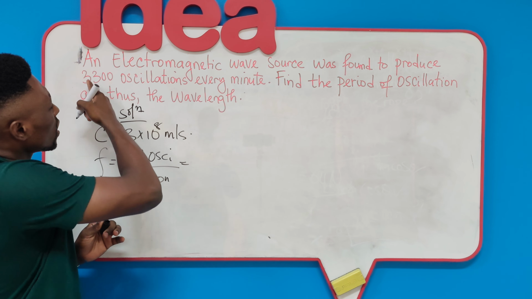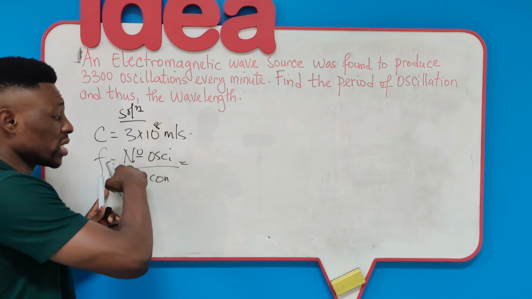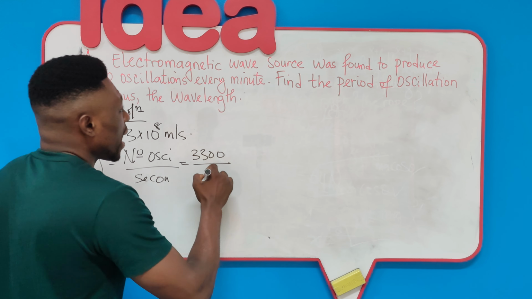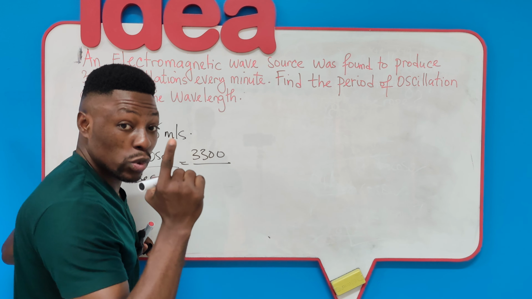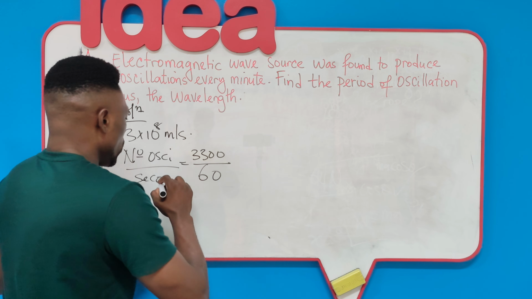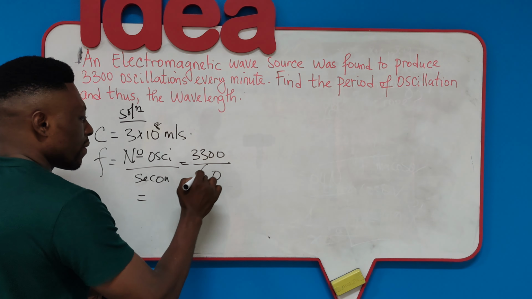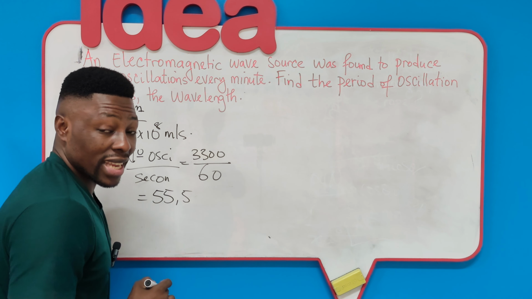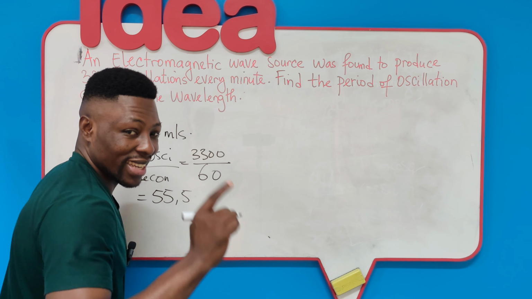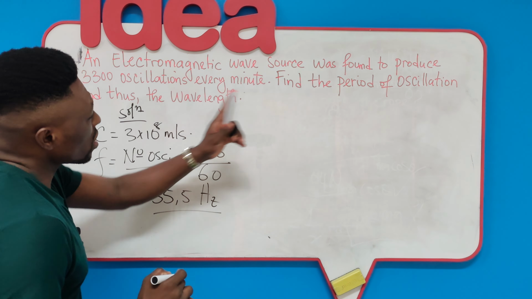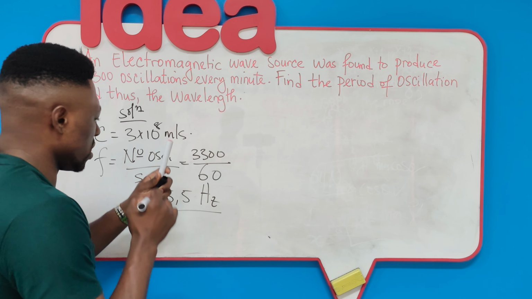So how do we transform this to be our frequency? We will divide the number of oscillations, which is 3,300, by 1 minute. Dear friends, what's 1 minute in terms of seconds? 60 seconds. Very correct. So if you correctly punch in your calculator, this is going to give you 55.5. What's the SI unit of frequency? It is the hertz. Very correct. Hertz.